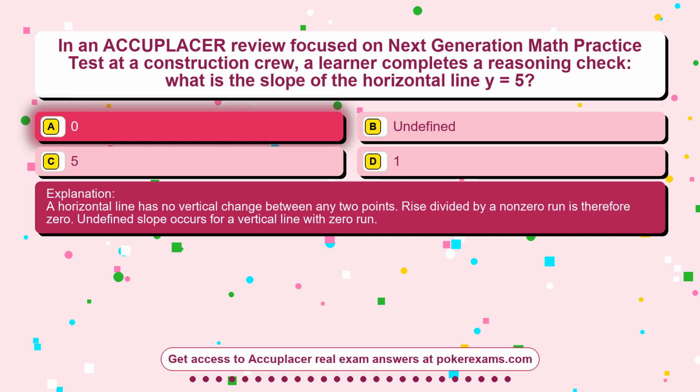A horizontal line has no vertical change between any 2 points. Rise divided by a non-zero run is therefore 0. Undefined slope occurs for a vertical line with 0 run.